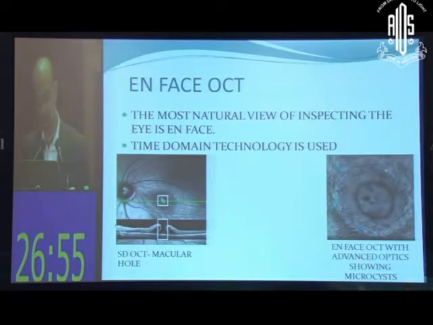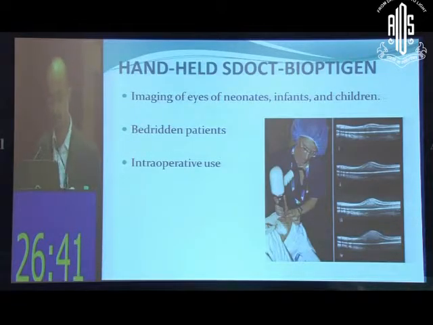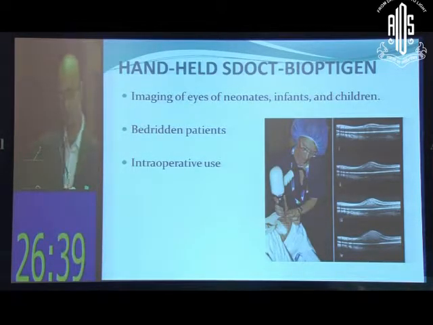The en-face OCT is basically the way you look at the fundus, and the OCT will show you the same way. So in case of a macular hole, you can see the macular hole in the center and also see a few cystoid spaces in the peripheral areas. Then there is another variation, which is a handheld OCT, which can be useful in patients who are bedridden, or it can be used intraoperatively and also in neonates.